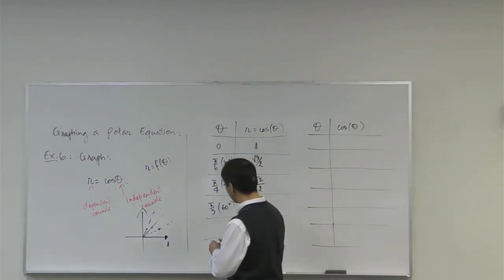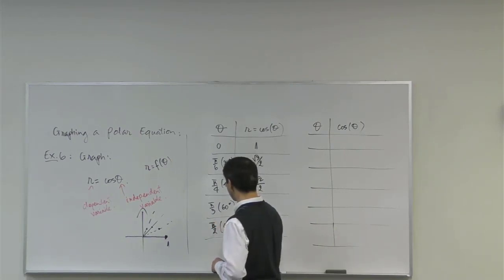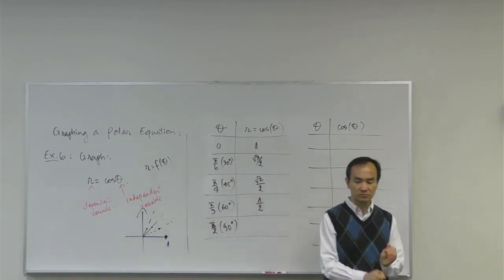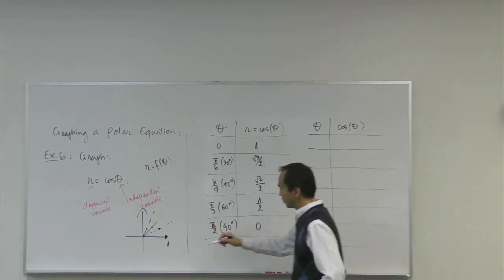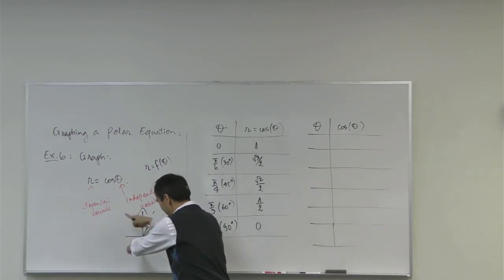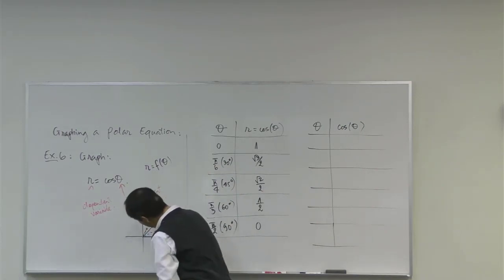So the next known one on the unit circle is pi over 2, which is a 90 degrees angle. Cosine of a 90 degrees angle is 0. So radius 0. That means when we hit, think about on this sketch version, when we hit exactly that 90 degree angle, the radius shrinks to 0. You see what I mean? Right.